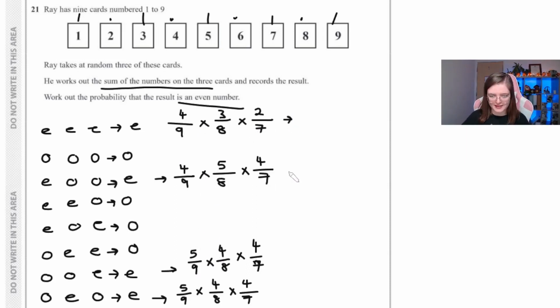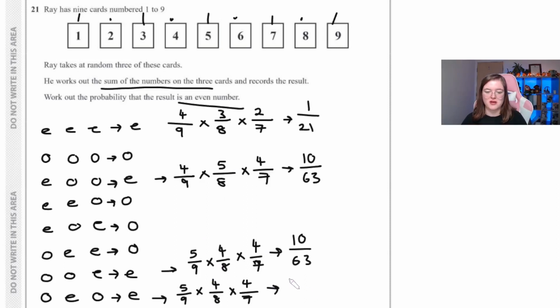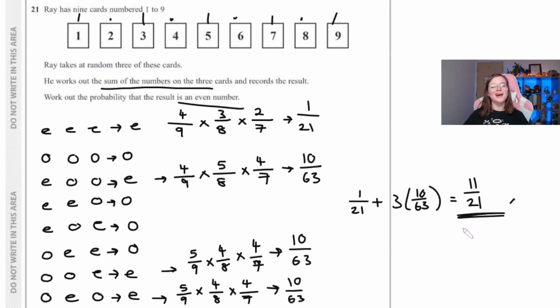And then if we times all these fractions together, we get 1 over 21 for the first one, 10 over 63 for the second, 10 over 63 for the third, and 10 over 63 for the fourth, because these are all the same, aren't they? Just 2 4s and a 5. So then 10 over 63, and then the last thing we need to do is just add all them together. So we add 1 over 21 plus 3 lots, there's 3 of them, 10 over 63, which is then, what is that? 11 over 21. And that is your answer.